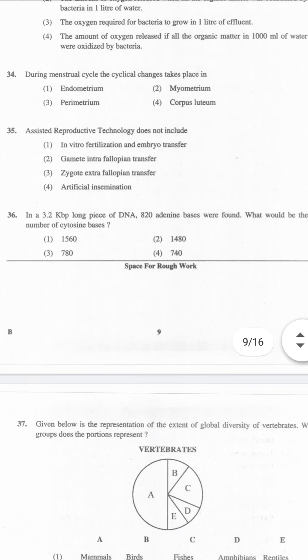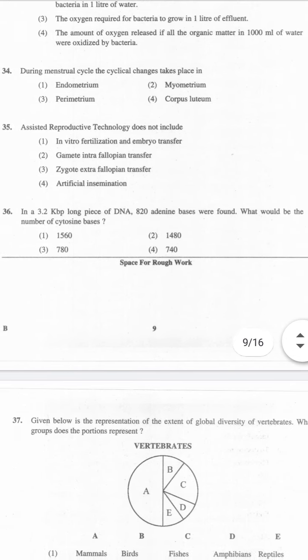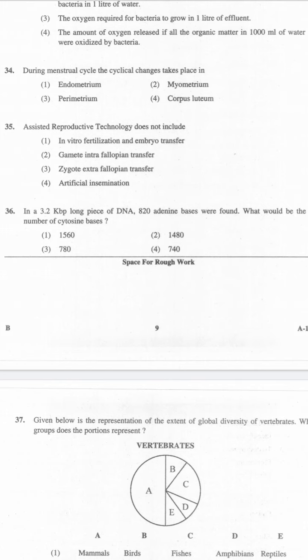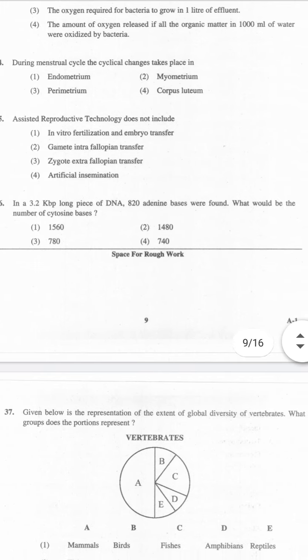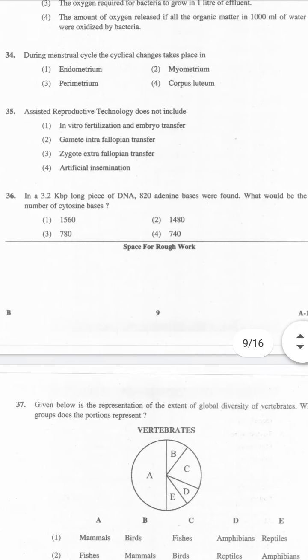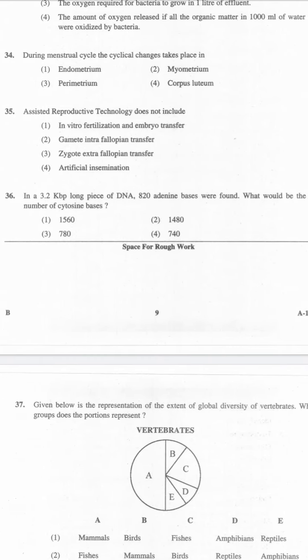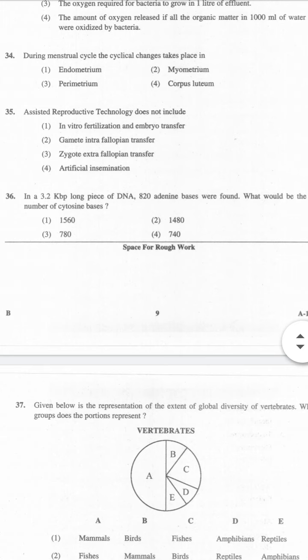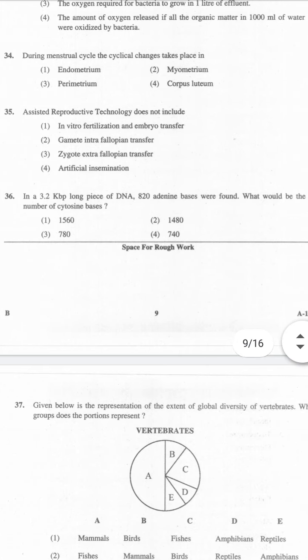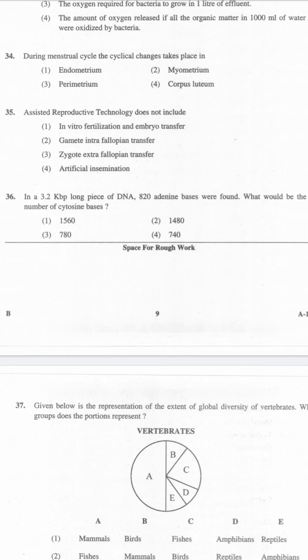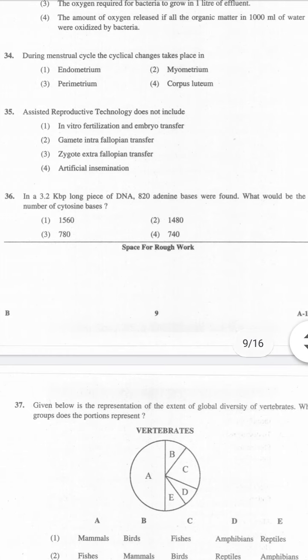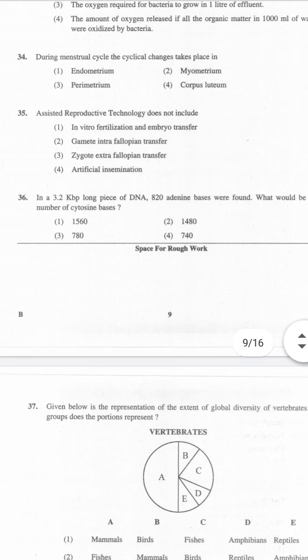In a 3.2 kbp long piece of DNA, 820 adenine bases were found. What would be the number of cytosine bases? Let's see the options. Option 1, 1560. Option 2, 1480. Option 3, 780. And option 4, 740. So the correct answer for this question is option 3.